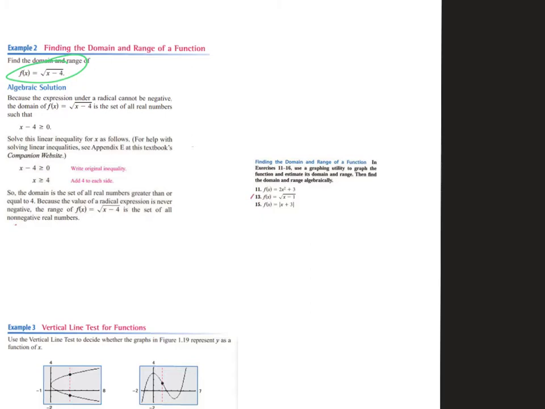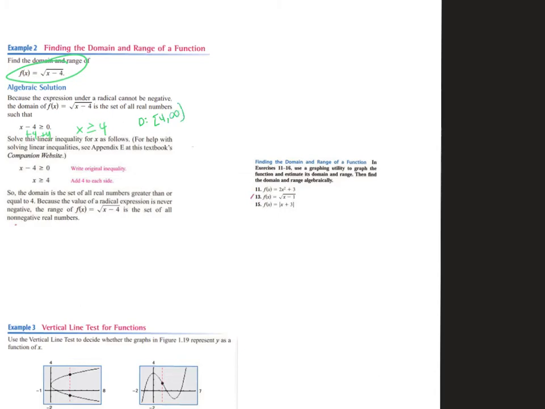In this case, you would solve this as a linear inequality. So if I have the square root of x minus 4, it has to be greater than or equal to 0 because, like I just said, we can't take the square root of a negative number. So we would simply add 4 to both sides, and you get x has to be greater than or equal to 4. So your domain restriction would be, I can use any number that's 4 or bigger. So you would say your domain is from 4 to infinity.